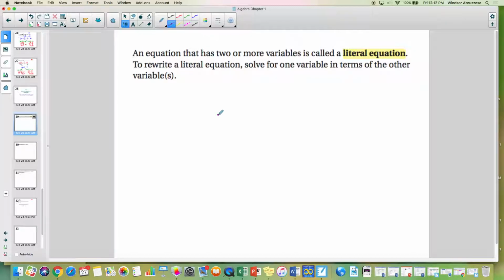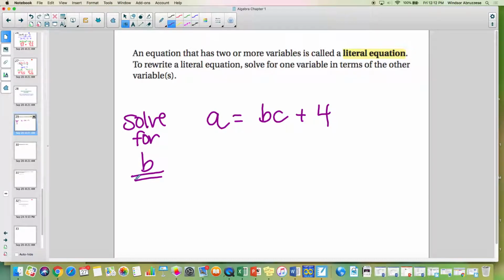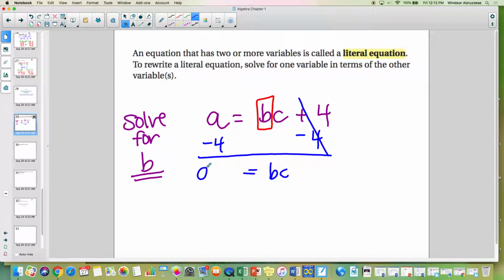Let's say I have the equation A equals BC plus 4, and I want to solve for B. Your goal is to isolate the variable that you're solving for in terms of the other variables. So I'm going to eliminate everything that's near the B. First I'm going to minus 4 to eliminate that, and I'm left with BC equals A minus 4.